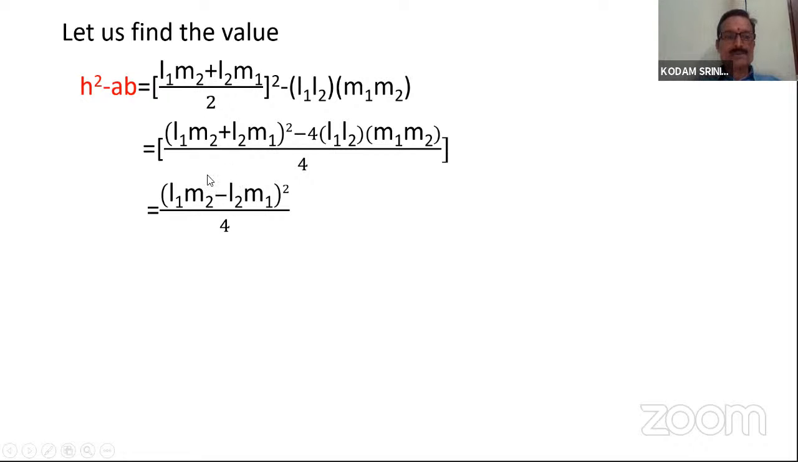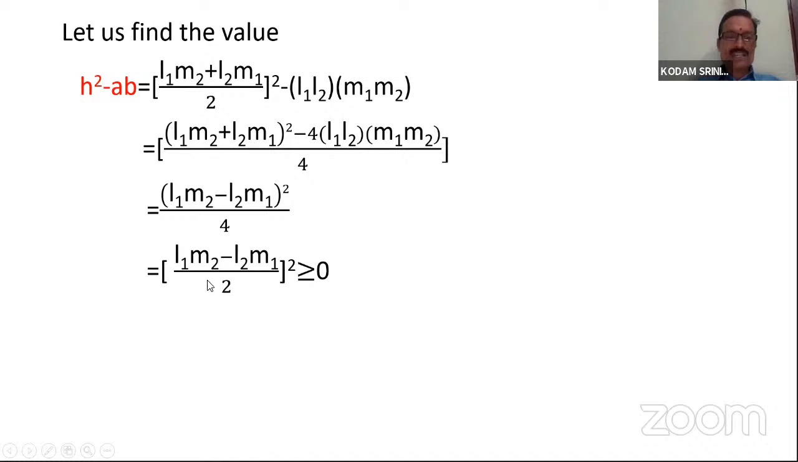We will have that (A minus B) whole square, that is (L1 M2 minus L2 M1) whole square. Here A equals L1 M2 and B equals L2 M1. That is (A minus B) whole square by 4. So by writing that, again it is a single square of a single term. Now here we can write (L1 M2 minus L2 M1) by 2 whole square.